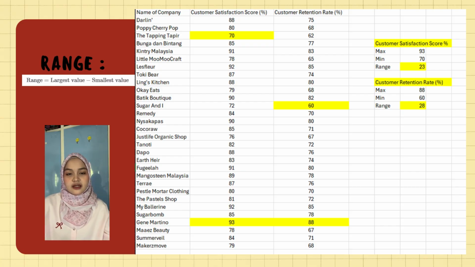The range gives us the variation between the largest and the smallest value. So I take the largest value and subtract the smallest value. As you see in the picture, the lowest customer satisfaction score is 70% and the highest is 93%. So I subtract and I get 23%, while the lowest retention rate is 16% and the highest is 88, and I get the range is 28. This supports that there is more variation in retention compared to satisfaction.